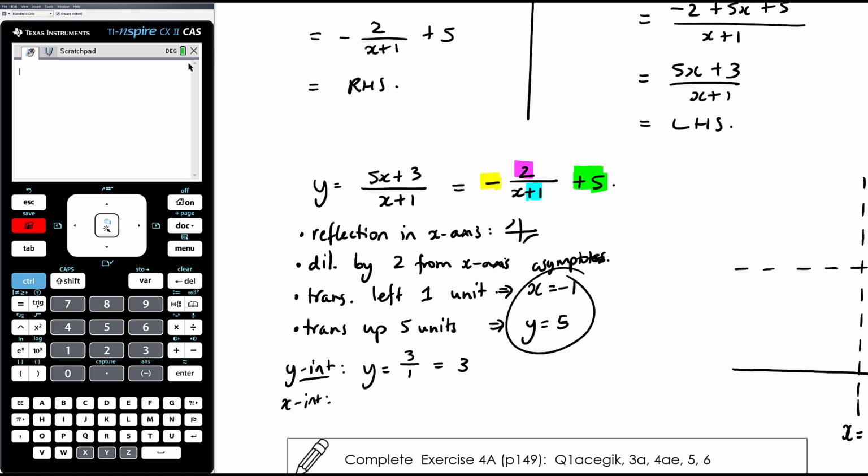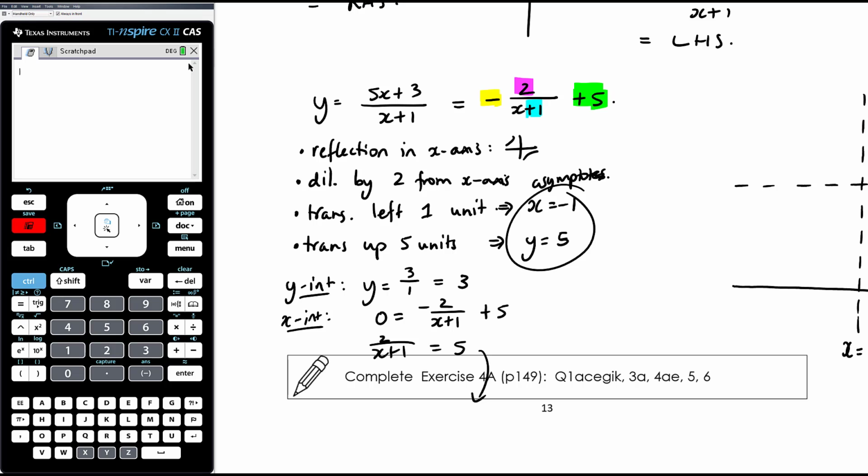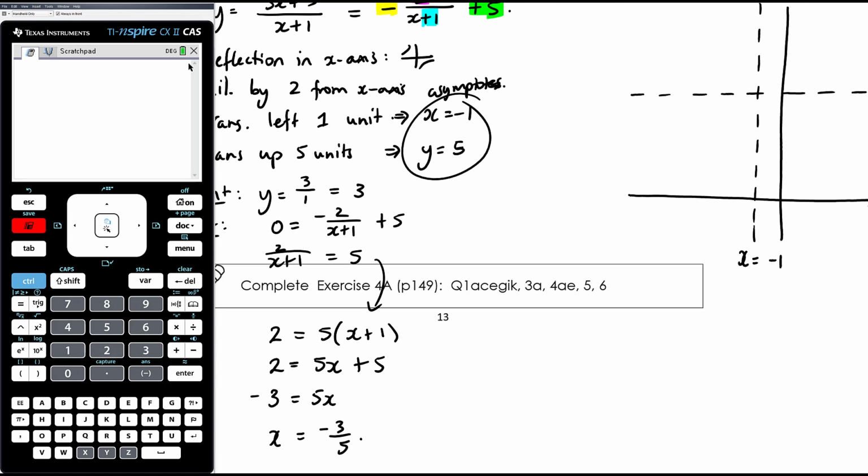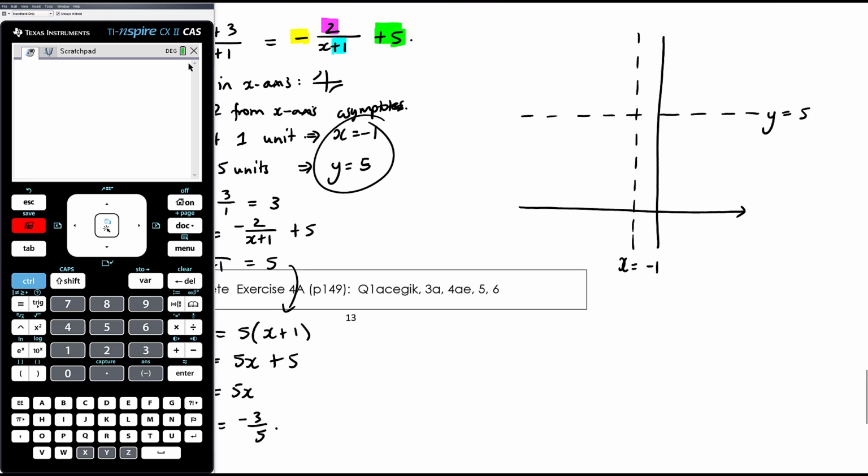So our x-intercept is going to be 0 equals negative 2 on x plus 1 plus 5. I'm going to add this whole fraction to the other side to get rid of that negative. So it is 2 on x plus 1 equals 5. I'm going to multiply both sides by x plus 1. So we get 2 equals 5 times x plus 1. Now you can expand out first, or you can divide by 5 first, whichever you prefer. Last time I divided by 5, so let's perhaps expand out this time. Let's take away 5 from both sides, so negative 3 equals 5x, and dividing both sides by 5 is negative 3/5.